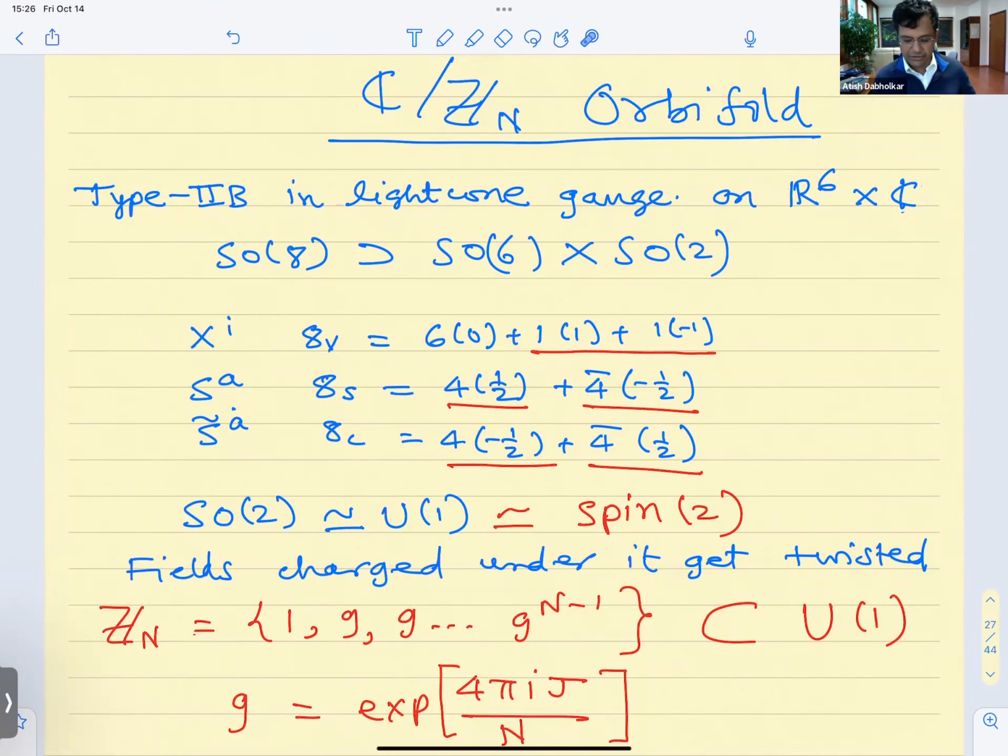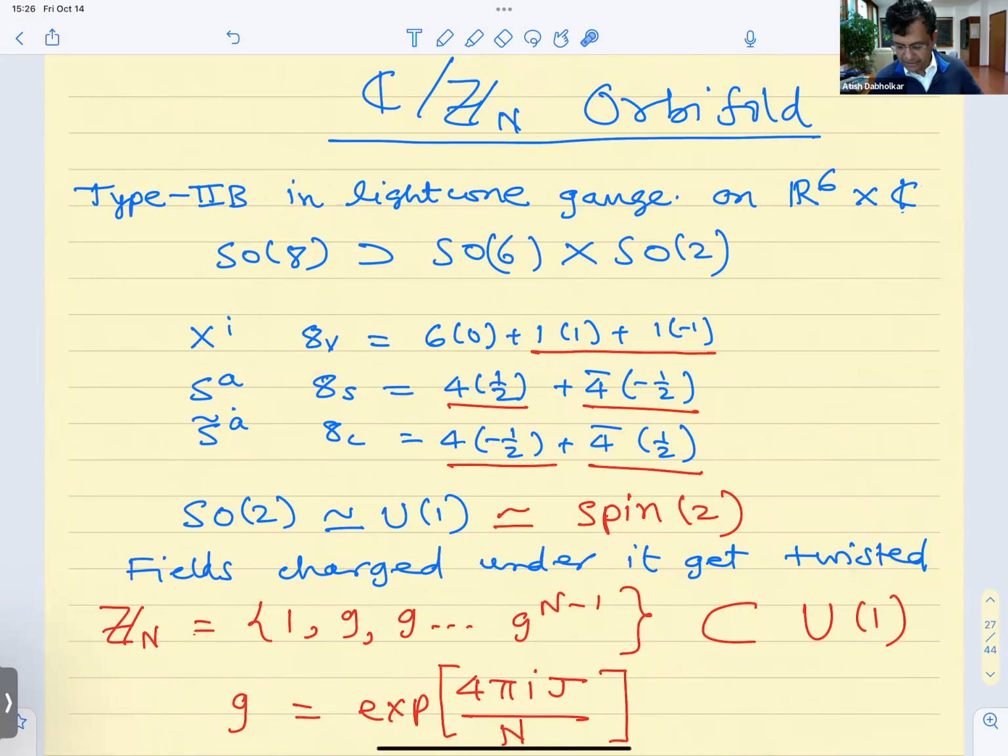In the worldsheet calculation, you have only these fields in the Green-Schwarz string. X^i, which is the vector of this SO(8), which splits as 6 plus 1 plus 1. It's a vector on R6 and a vector in R2, which you can write as +1 and -1 in terms of helicities. Whereas the spinors go as 4 with charge half and minus half, 4 bar with charge minus half and half.